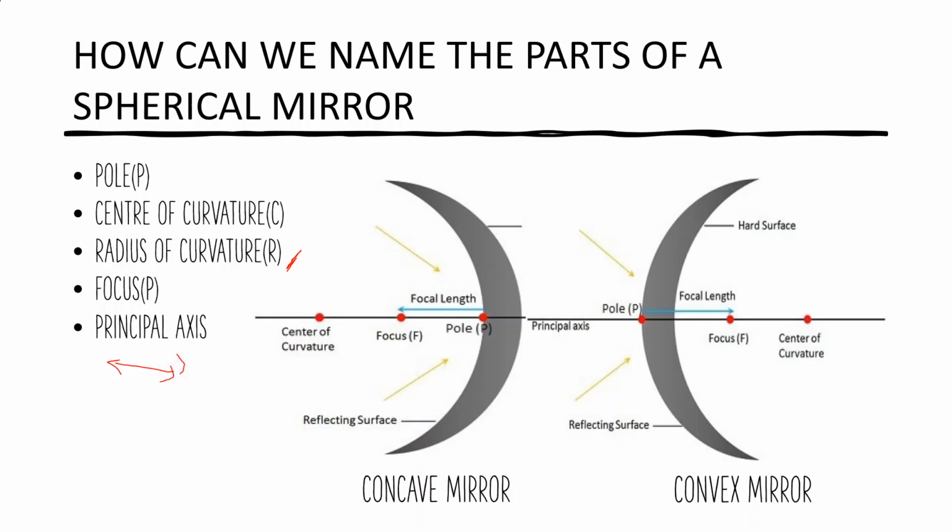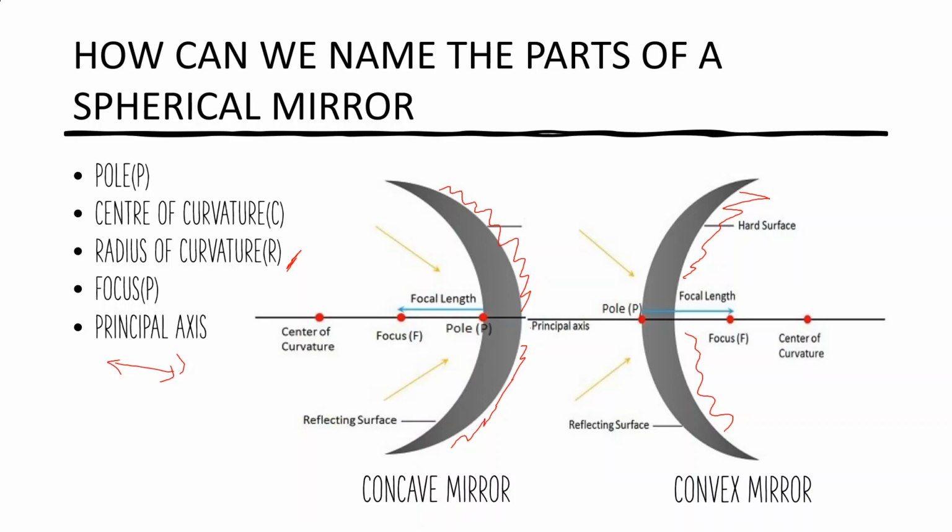Now I'm going to tell you the significance of all these terms. The first one is the pole. Pole is the center or the middle point of this reflecting surface. Mind it, reflecting surface. Here this is all opaque. Remember, this is all opaque. Here no reflection can be seen, and similarly here there will be no reflection. So the center point of this is called the pole of the reflecting surface.